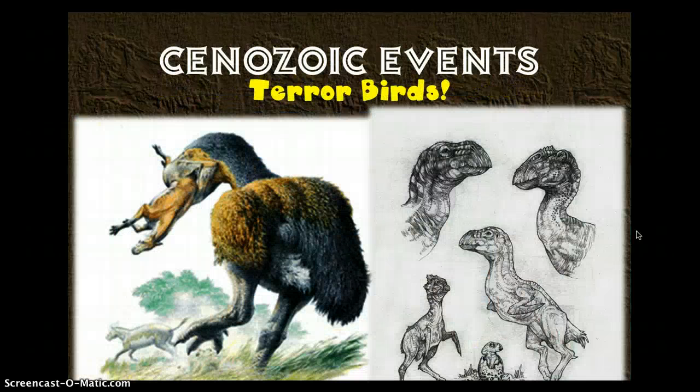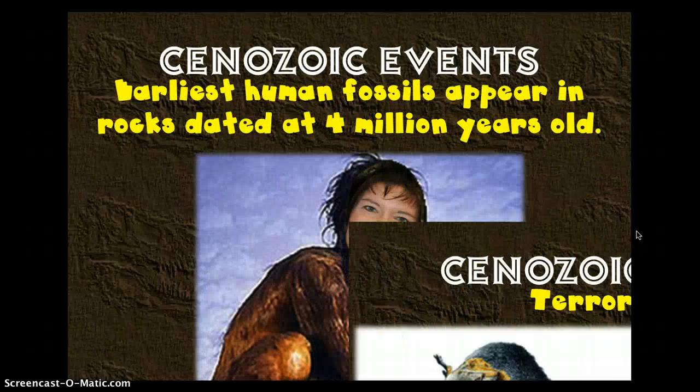One crazy thing, there were terror birds at one point, birds that were about 8 to 10 feet tall that we think hunted the ancestors of horses, which at that point were small animals, maybe about 2 to 3 feet tall. So there was a time when birds hunted horses, as crazy as that is.